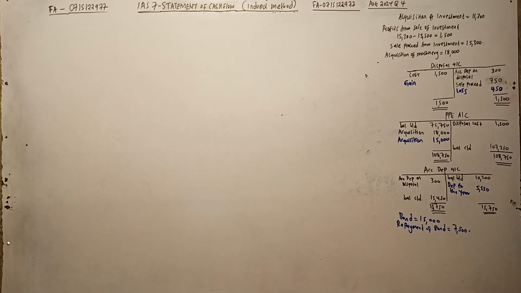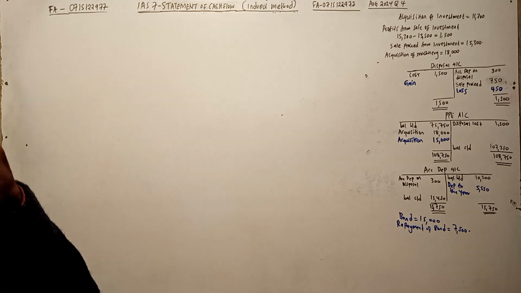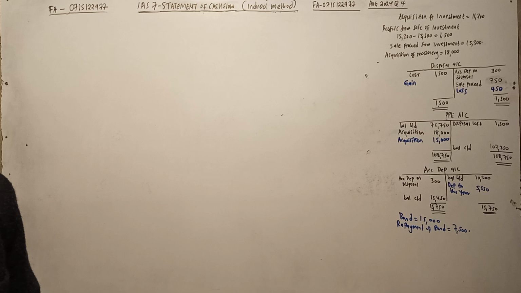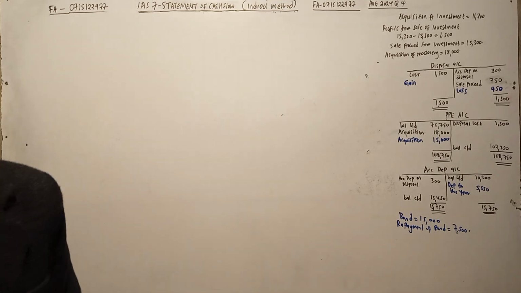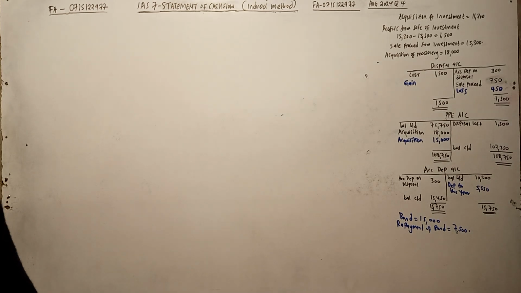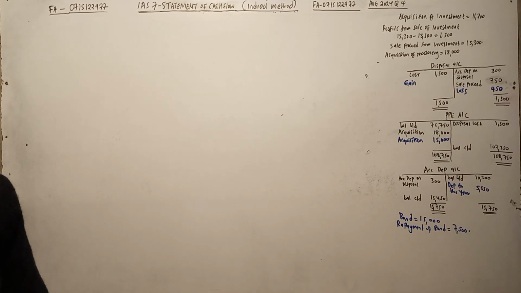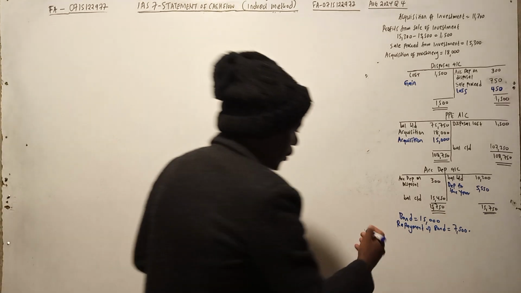So we have an issue of 2,250 times 10, which is around 22,500. So issue of shares tunaandika hapa. We have issue of shares.